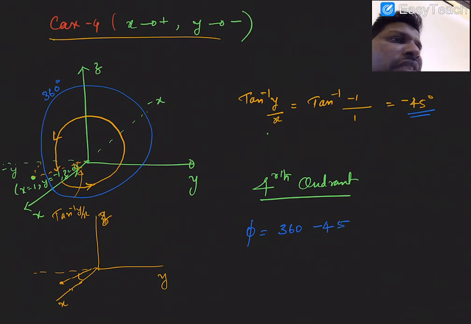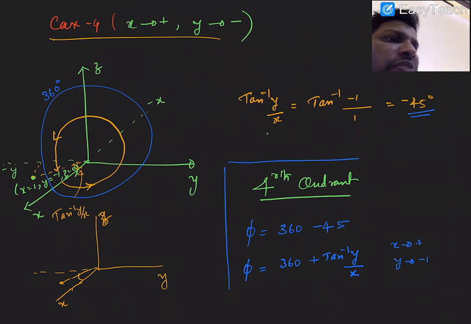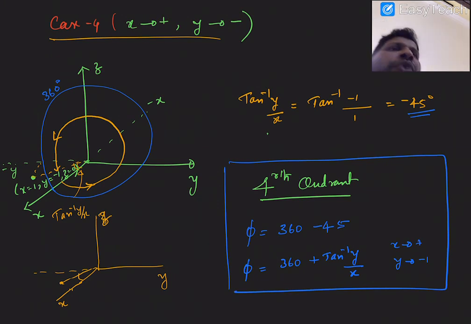Okay, that is nothing but tan inverse y by x, or we can say that phi is equal to 360 plus tan inverse y over x. And what is the situation here? Your x is positive and y is negative. I hope this part is clear to you. Okay, so this is the case in finding phi.